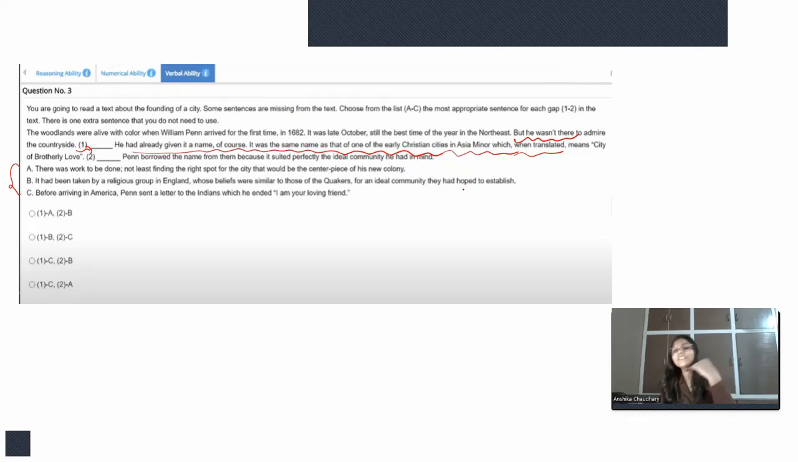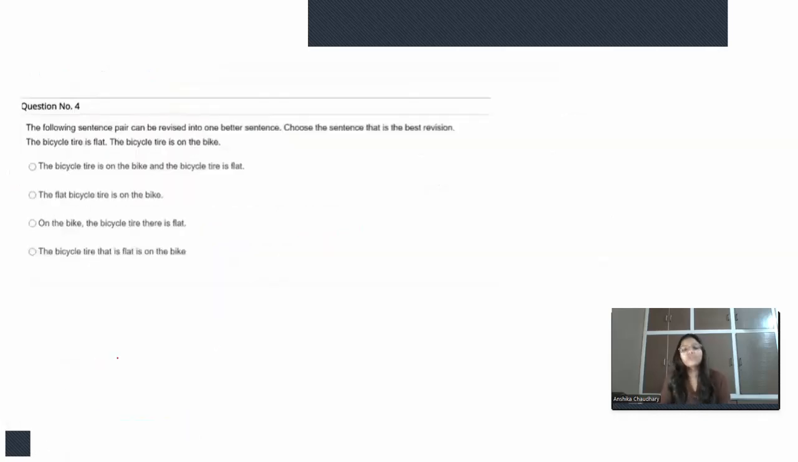The next statement is something religiously related, and then the next continuation would again be religiously related. It had been taken by a religious group in England whose beliefs were similar to those of the Quakers for an ideal community that they hoped to establish, right? So option one will have A, and option two will have B. So that would be the correct answer. I hope it is clear to you. Let's move on to the next question.